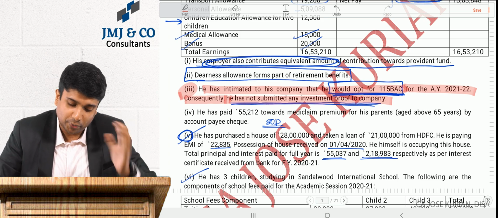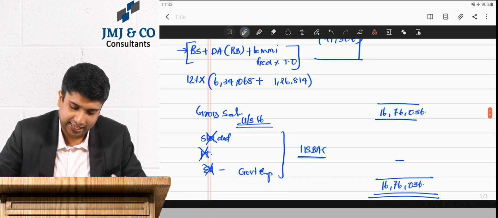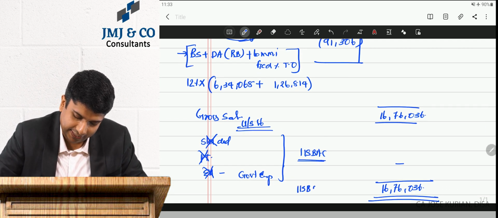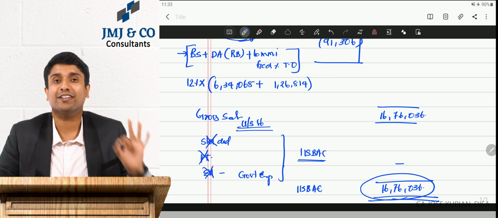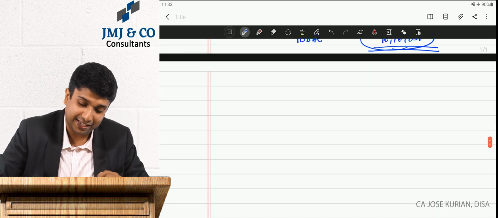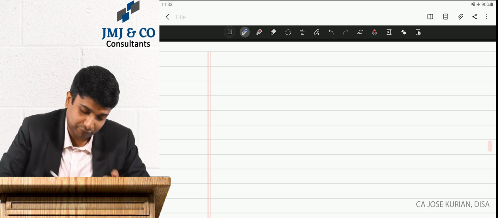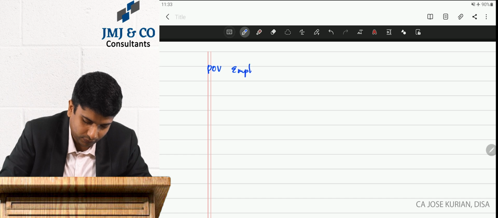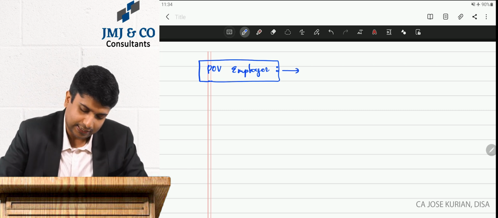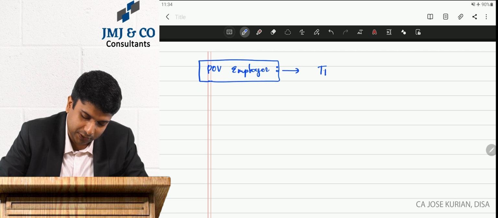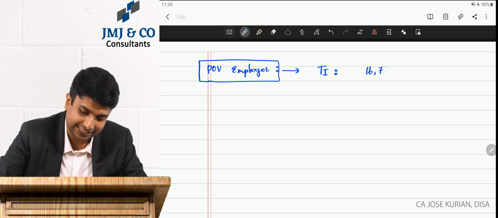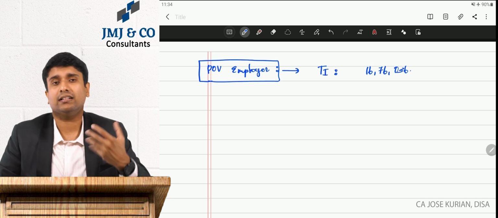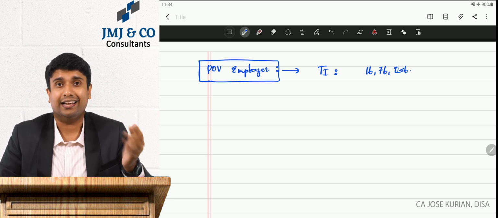Alright, and we have already computed the income taxable under the head salary if the employee is opting for 115BAC. That is 16,76,036 rupees is the net taxable income from salary. Based on this, we need to compute the tax liability. We have to think from the point of view of the employer, and the employer has no additional information in relation to the employee other than the salary. So total income from the perspective of the employer would be 16,76,036 rupees, because the employee hasn't produced any investment details with the employer.